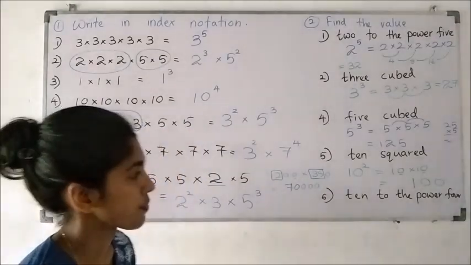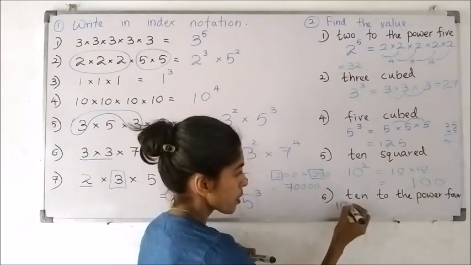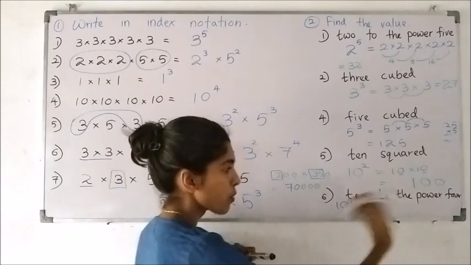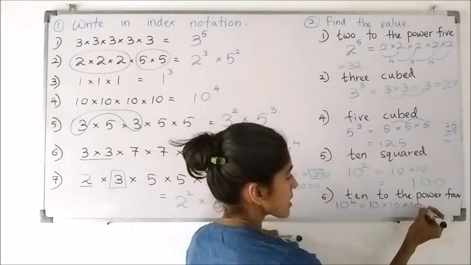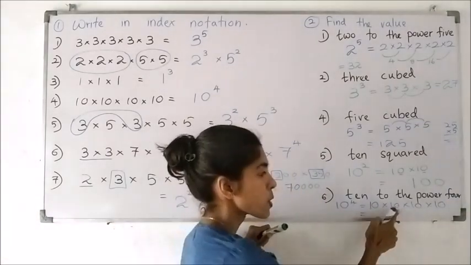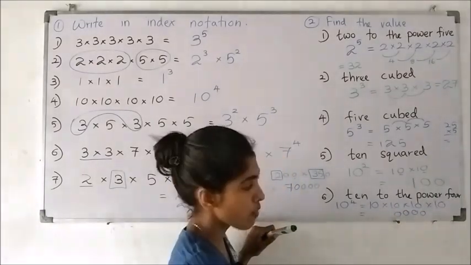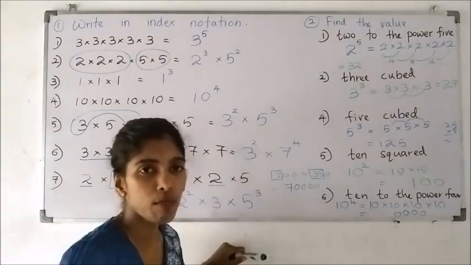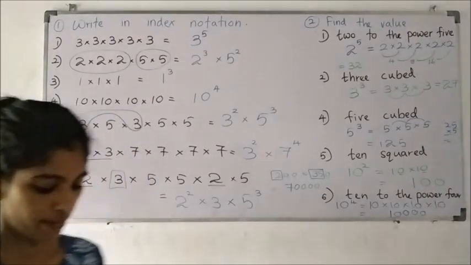Okay, like that. Next, 10 to the power 4. 10 is the base, 4 is the index. Now we will write it as a product. 10 should be multiplied by itself 4 times. Here also it's simple. How many zeros are there? 4 zeros are there. Place the 4 zeros at the end of the number. Then what is remaining? Only ones. So when we multiply 1 by itself, the answer is every time 1 only.